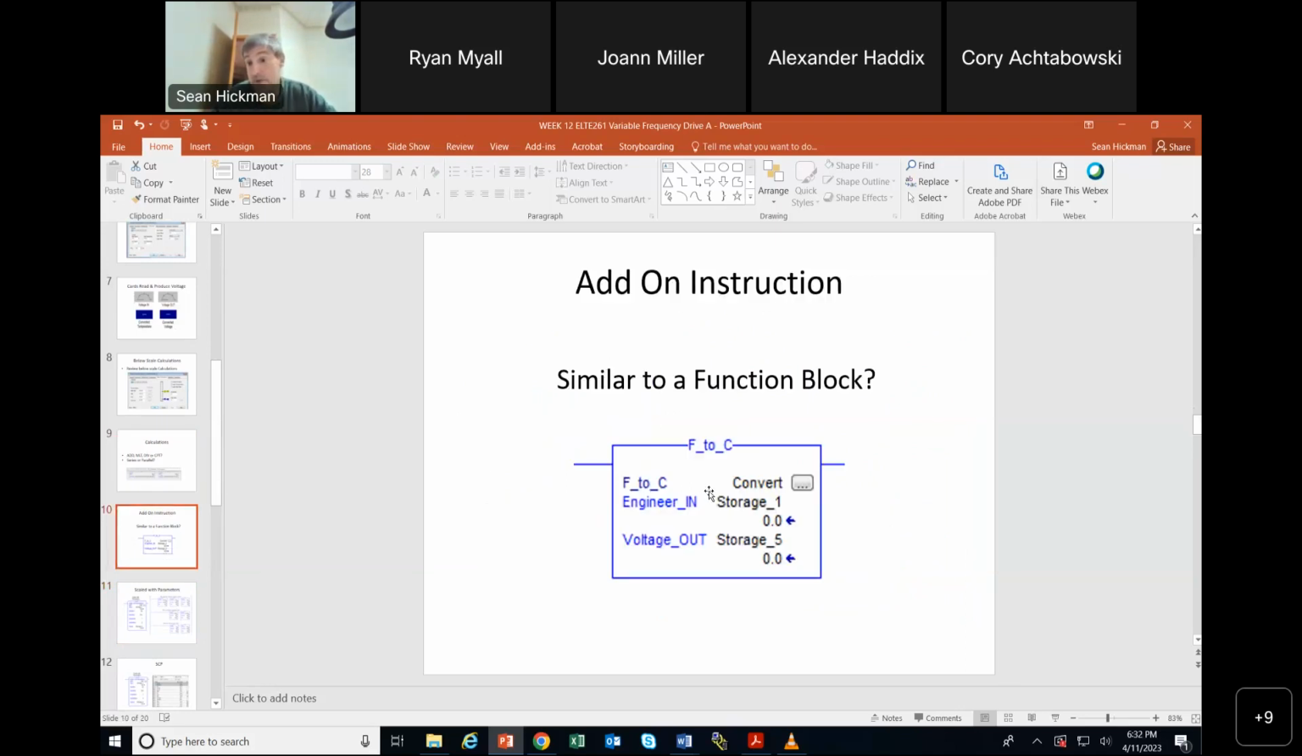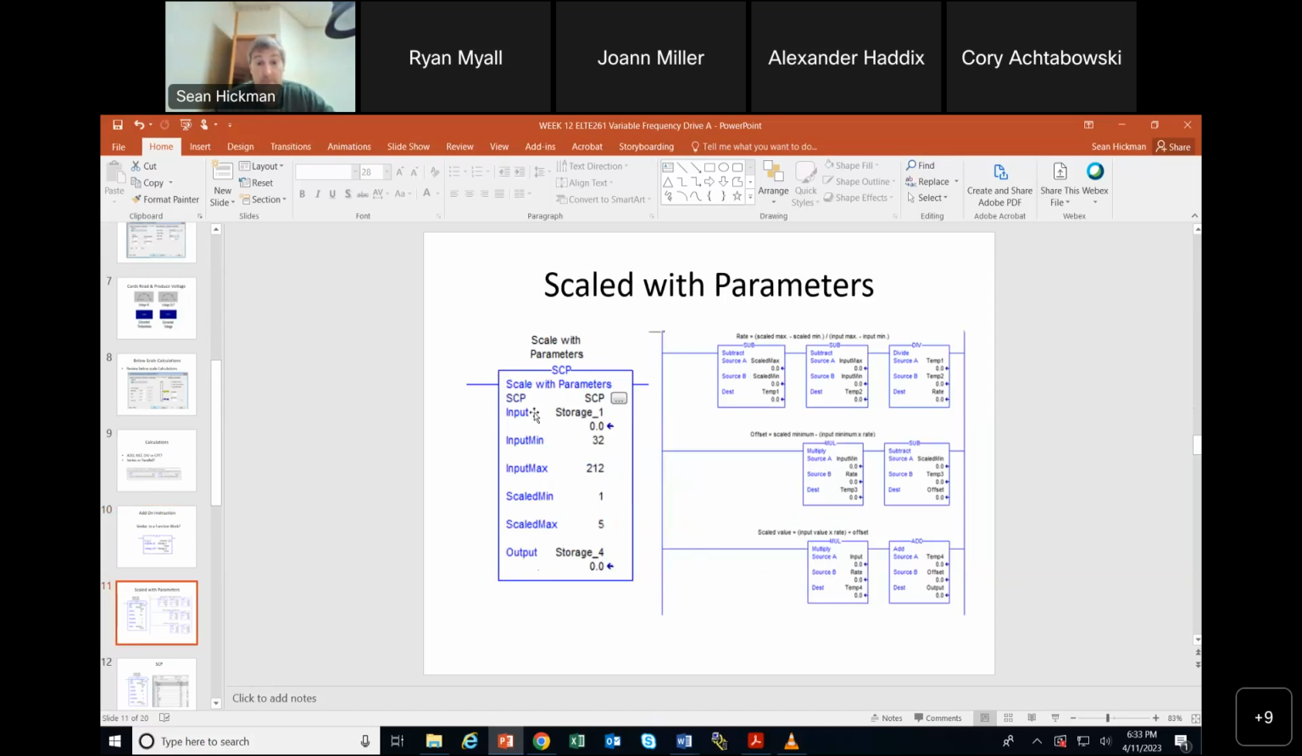And we did the add-on instructions. That was similar to a function block. So we were doing F to C. Remember, you're taking something in, engineered in, voltage out, or whatever. This should have said, I guess, engineered. Probably should have said Celsius out. I think I messed that up. Celsius out. But you've got to make those visible. You're taking in some value, and we're outputting some value. And this creates y equals mx plus b, the slope of the line for these two numbers compared to these two numbers. All right, which is exactly what the card did. We just went in the reverse.